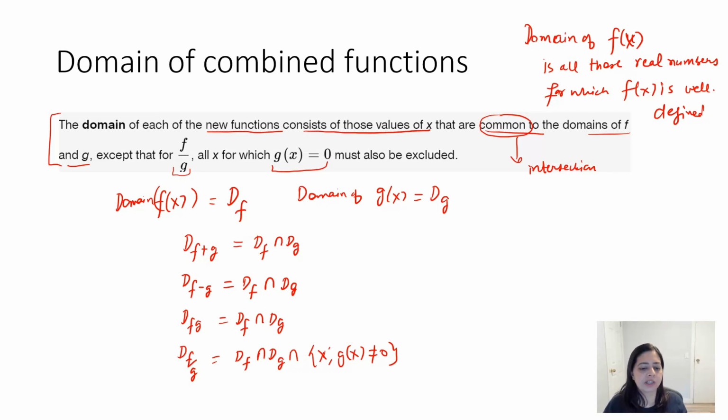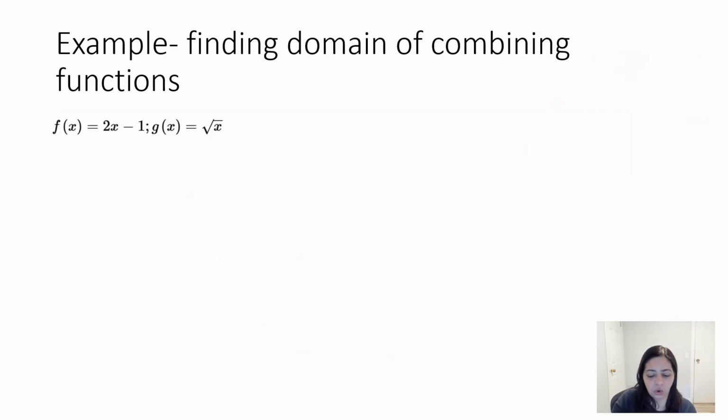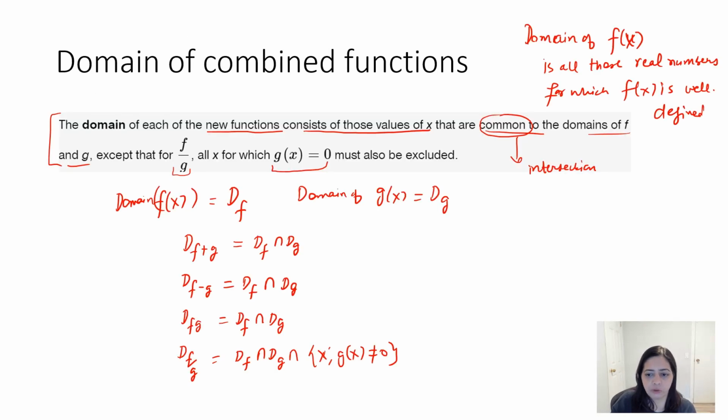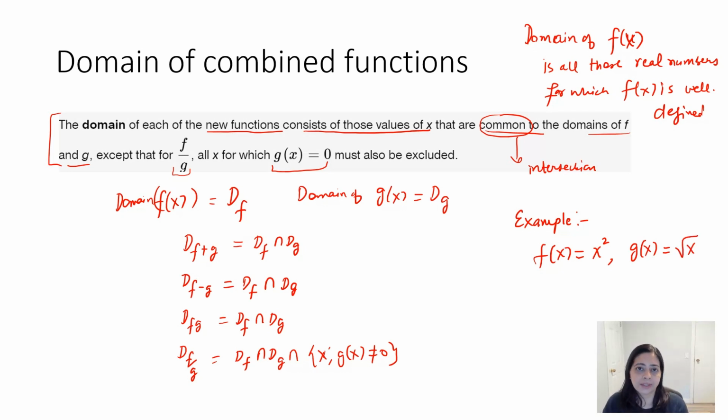So if you remember this result, it will be very easy to understand the domains of the new functions which you are creating. I'll give you an example to understand this. Okay, here we have an example, but before doing that example, I'll give you another simple example. Say you have f(x) equals x squared and g(x) equals, say, square root of x.